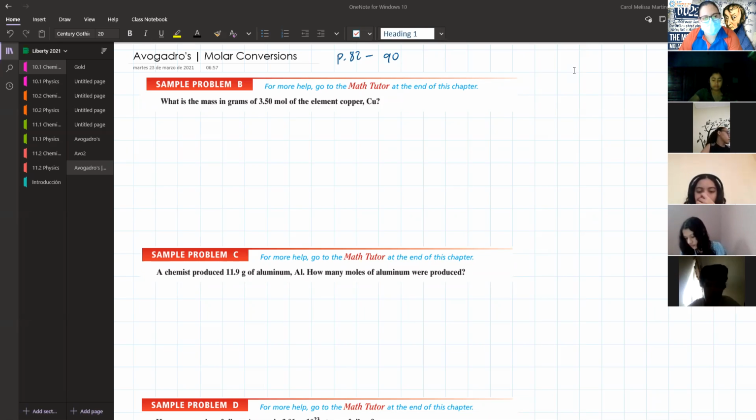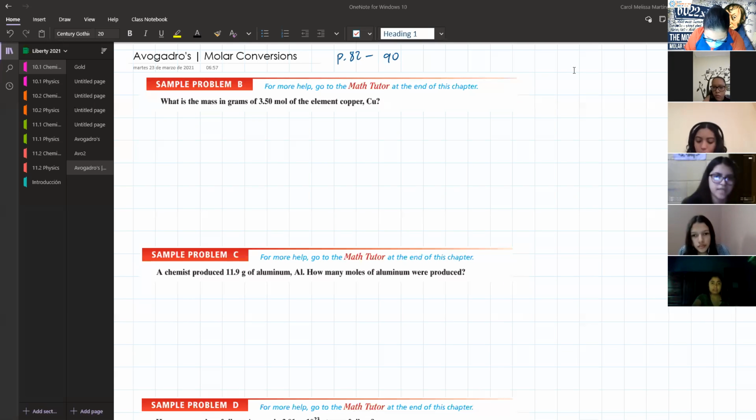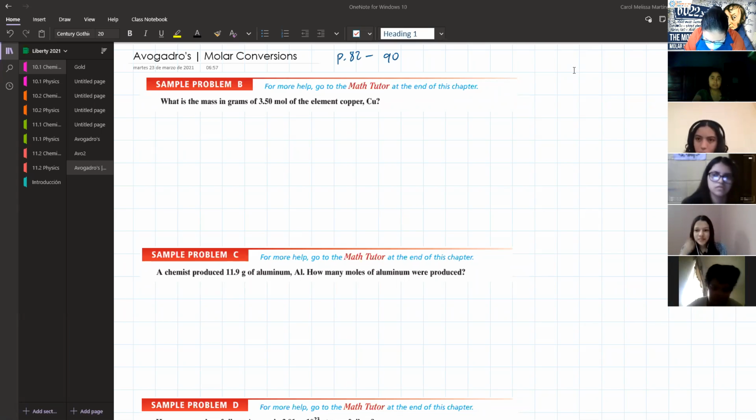What is the mass in grams of 3.5 moles of the element copper, Cu? Okay, so as you can see, what is the key word in this problem? I have two keywords: mass in grams and I have 3.5 moles. So I am relating mass, which is in grams, and I'm relating moles. So what am I going to be using?